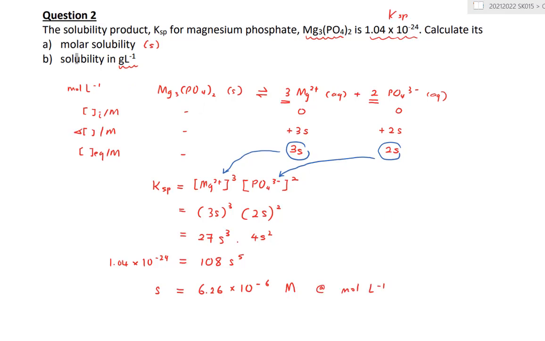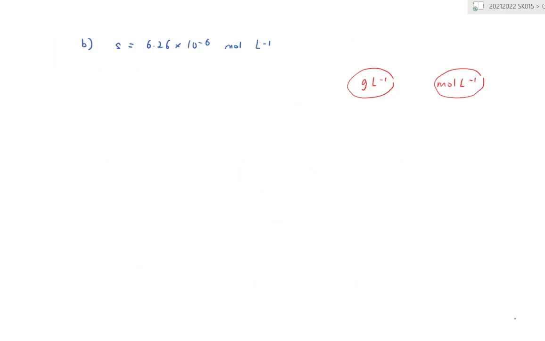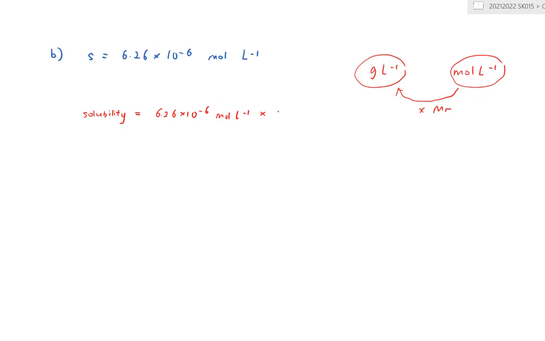And then for part B, we want to convert the molar solubility into solubility in unit gram per liter, using the value that we found earlier in part A. Alright, so for the unit conversion, if we want to convert from mole per liter into gram per liter, we need to multiply with the molar mass. So the solubility equals 6.26 times 10 to the power of negative 6 mole per liter times the molar mass of magnesium phosphate, 262.9 gram per mole. Mole and mole cancel, which leaves the unit gram per liter. So the final value for the solubility equals 1.65 times 10 to the power of negative 3 gram per liter.